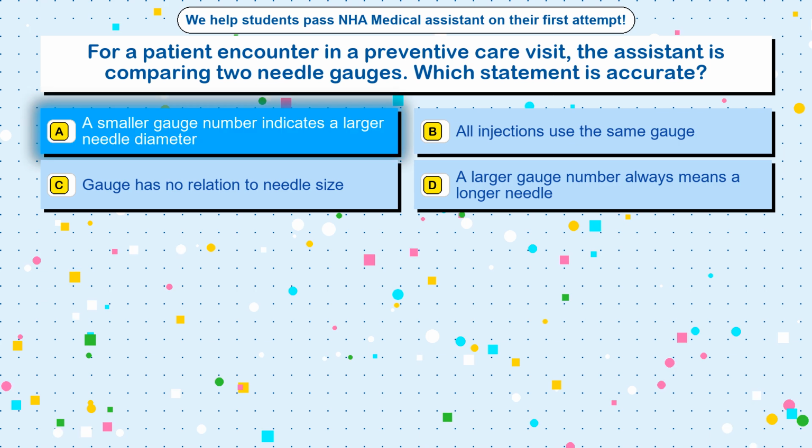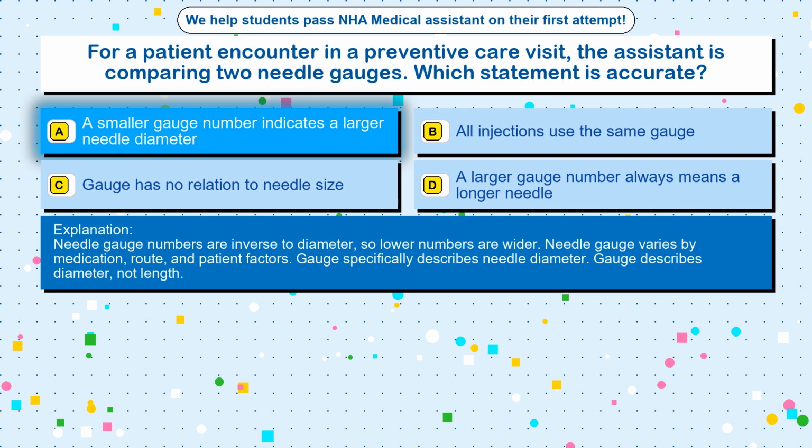The correct answer is option A. A smaller gauge number indicates a larger needle diameter. Needle gauge numbers are inverse to diameter, so lower numbers are wider. Needle gauge varies by medication, route, and patient factors. Gauge specifically describes needle diameter. Gauge describes diameter, not length.